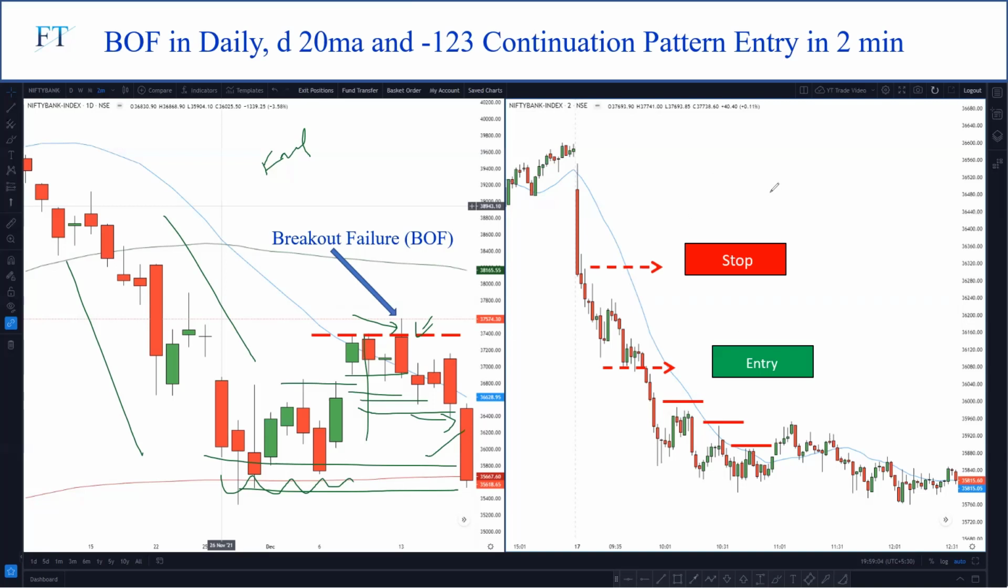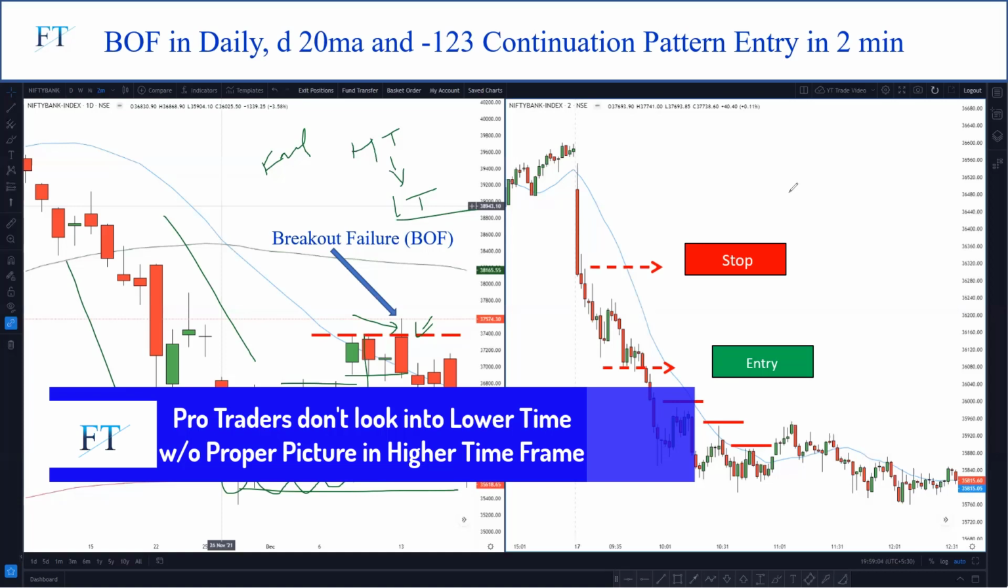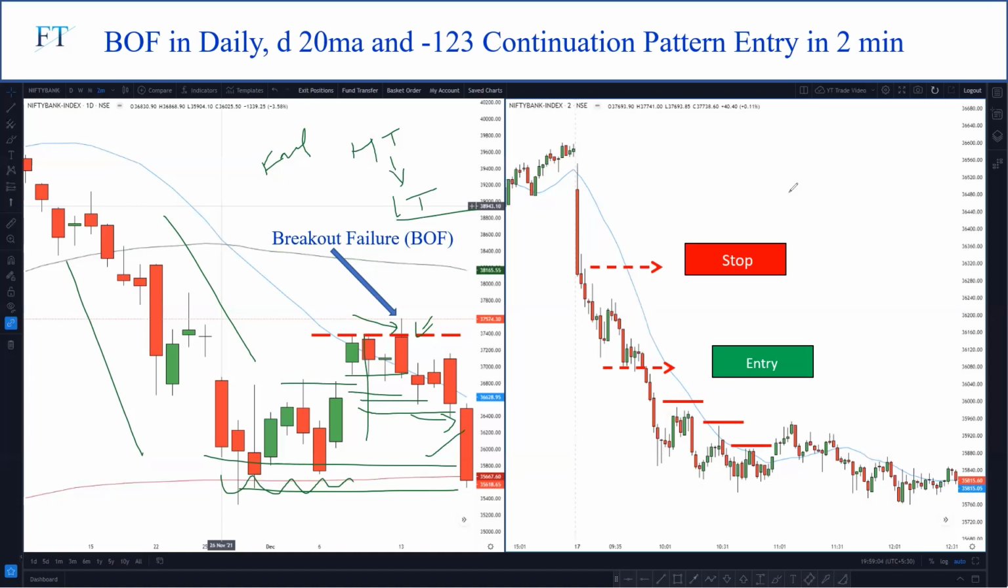Now, one tip that I want to give here, it is not a tip, it is just a suggestion that I would like to share, that until and unless you have the right picture on the higher time frame, never move down to the lower time frame to take the trades, right? So the pro traders never move down to the lower time frames until and unless they have something meaningful in the higher time frame, right? And we do have now a good short side setup, which is why we have moved down to the 2-minute time frame now.